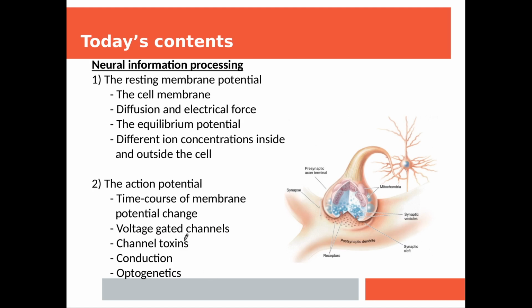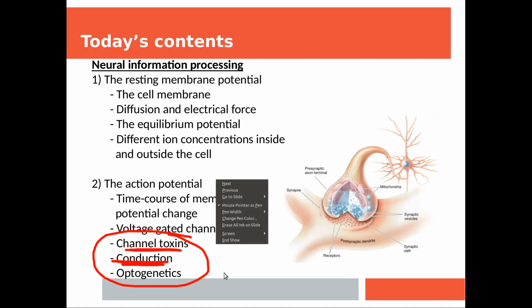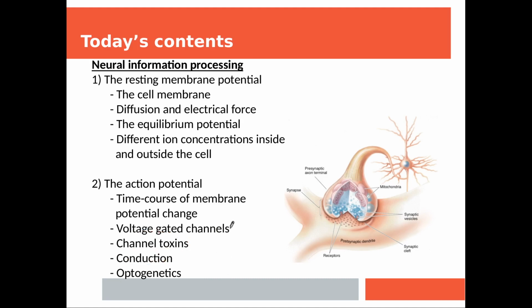Finally, at the very end, I'll cover a couple of topics, just one slide each. I'll cover toxins that affect the nervous system via channel blockage. I'll talk about conduction with myelin, why we have myelin and how it changes the conduction. And then I'll finally tell you about a different way of inciting membrane changes, which is optogenetics. It's a more recent development since the year 2000, the last 20 years, basically.